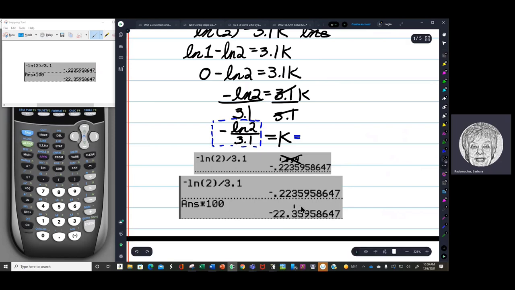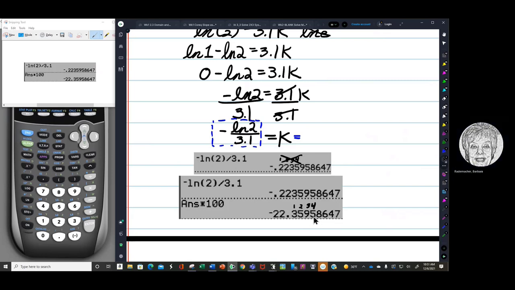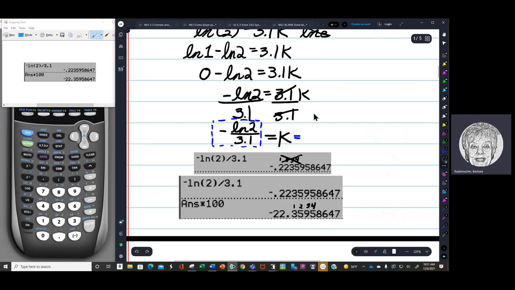Now 1, 2, 3, 4, 4 decimal places, followed by an 8, which will cause the final decimal place, the fourth decimal place, to round up to a 6. And that means that K equals negative 22.3596%.